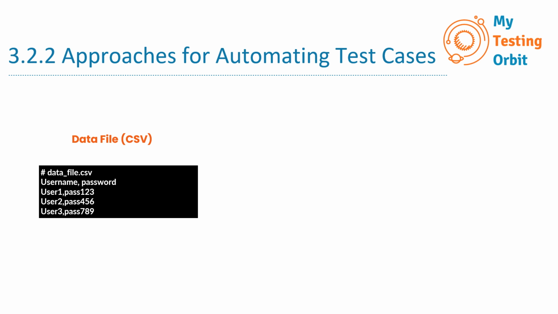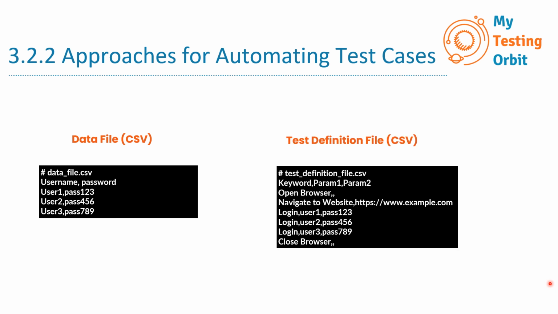Okay, so here is an example of a data file in CSV format. A data file typically contains raw data that specifies the inputs required for a test. So in this data file, we have rows of data where each row represents a set of test inputs, in this case, username and password. As you can see, the file contains no instructions or keywords. So test analysts need to rely on external documentation or knowledge to understand how to use this data in test cases.